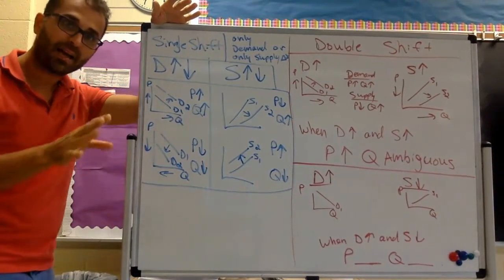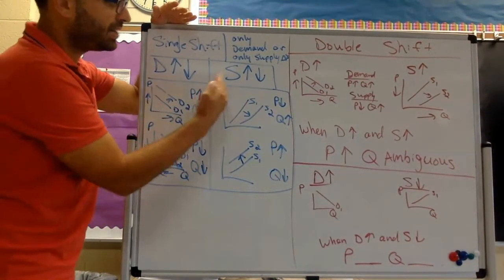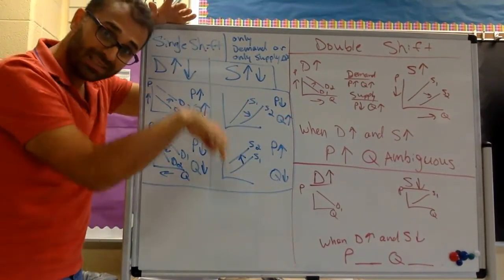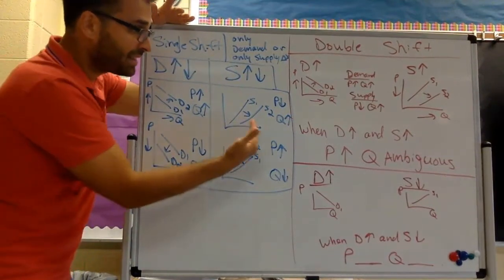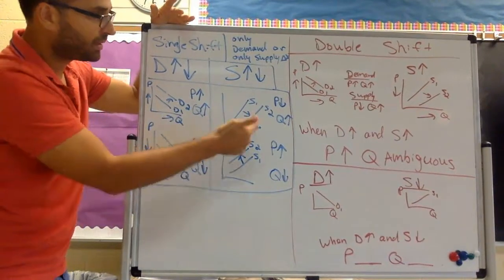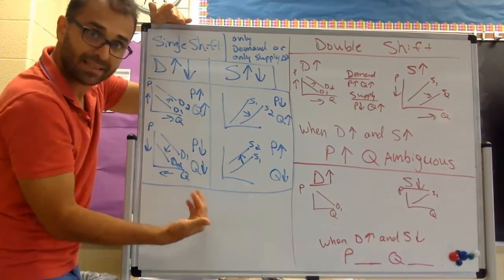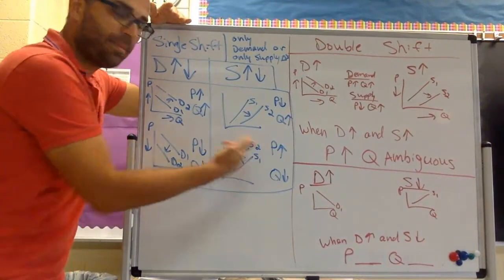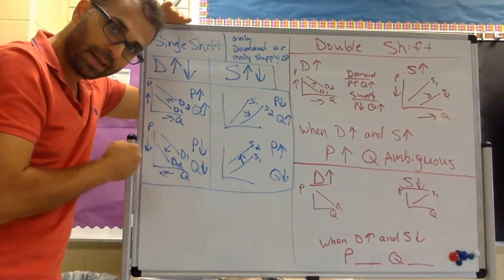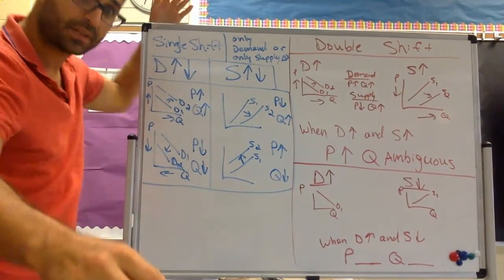What about when supply by itself changes? When supply increases, price goes down, right? More supply, and at the same time quantity goes up. When supply decreases, quantity goes down, which makes sense, less supply, less quantity, but the price goes up. So it's different than demand, because one's a positive slope, one's a negative slope.